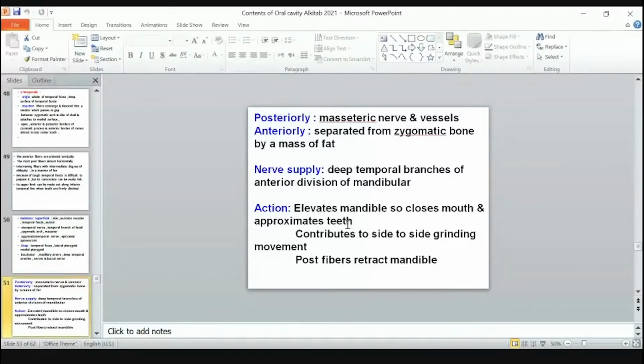Posteriorly are the masseteric nerve and vessels; anteriorly it is separated from the zygomatic bone by a mass of fat. Nerve supply is the deep temporal branch of the anterior division of the mandibular. Action, as I said: elevates the mandible, so closes the mouth, approximates the teeth, contributes to side-to-side grinding, and the posterior fibers retract the mandible.